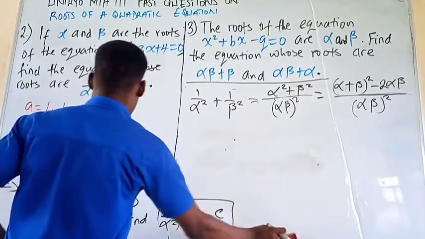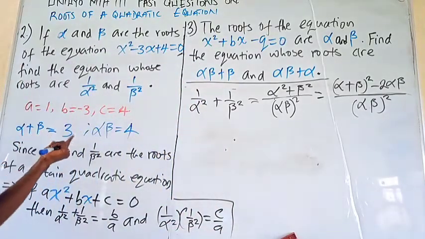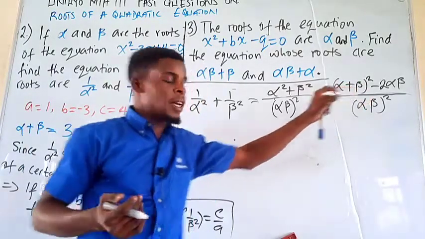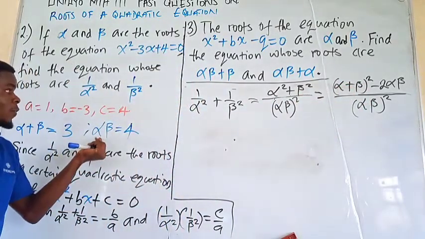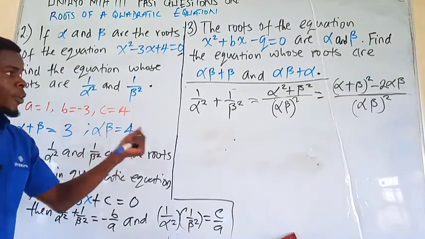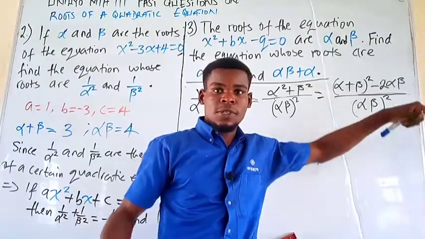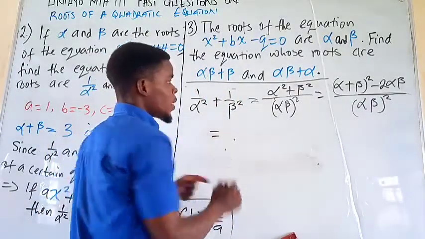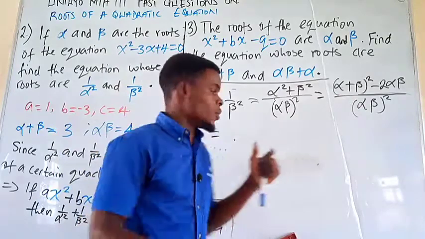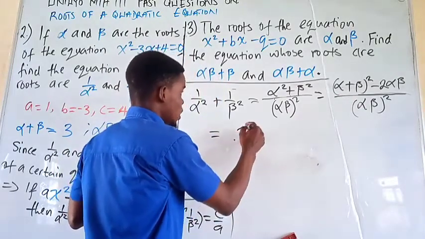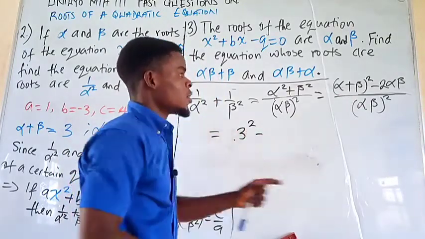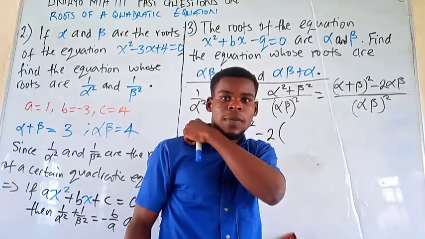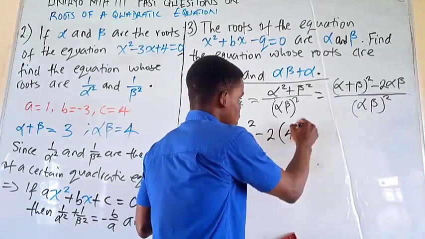Now, we have it here that alpha plus beta is equal to 3. Where I see alpha plus beta, I just put 3. And again, we have it that alpha times beta is positive 4. So when I see alpha times beta, I'm just going to put positive 4. That's going to simplify things for us. So alpha plus beta is 3, and I square that, minus 2 times alpha times beta, which is 4 from here.